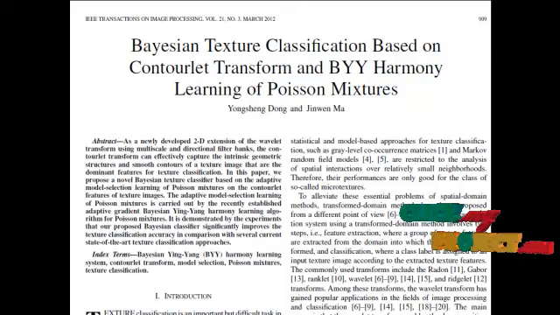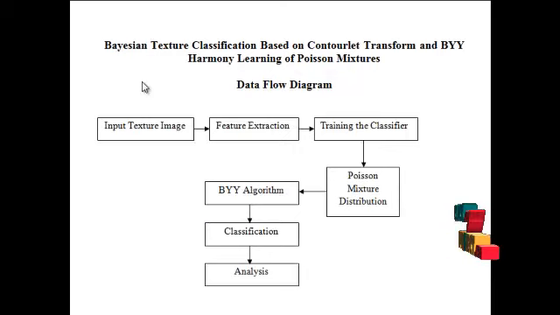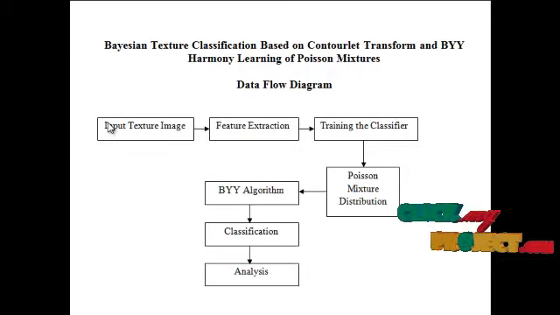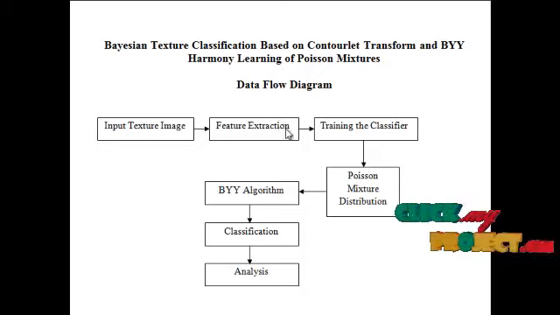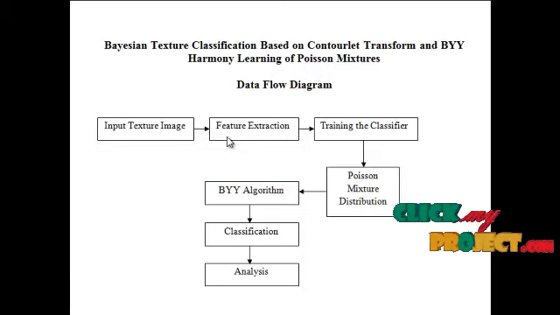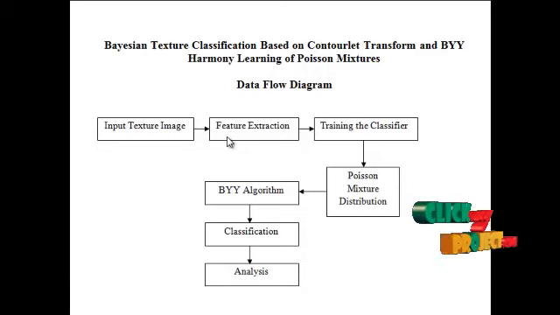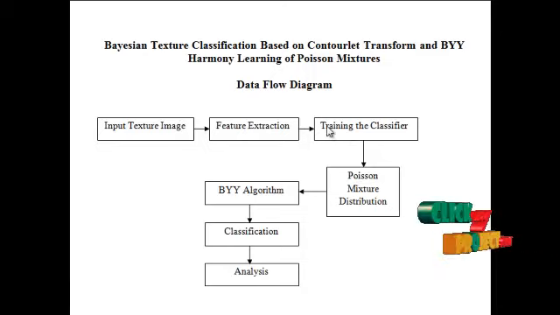Now let's have the discussion on the data flow diagram. Regarding the data flow diagram, you have to select any one of the input images, that is a texture image from Brodatz's texture dataset, and you have to extract the features. Here the feature extraction is nothing but Contourlet transform features. Before extracting the features, you can also apply some pre-processing algorithm to enhance the texture quality. After that, for multiple images in the dataset, you extract the features and train the classifier.